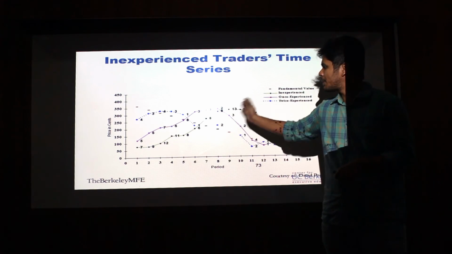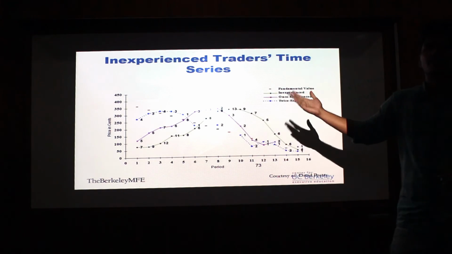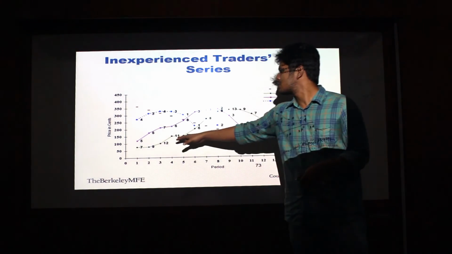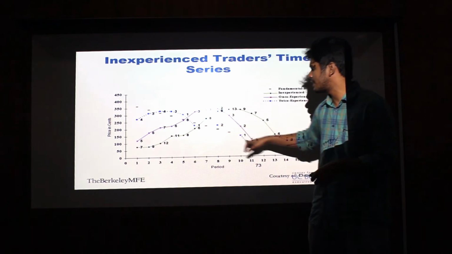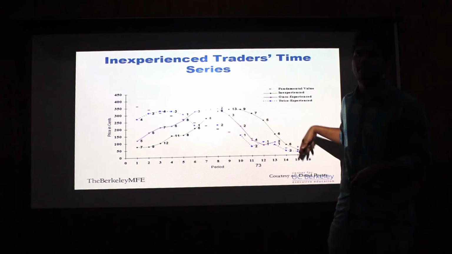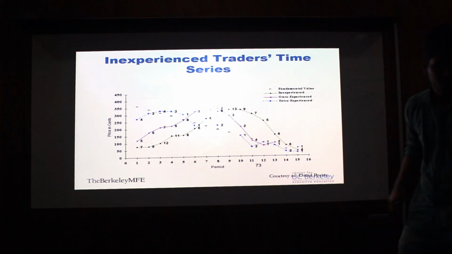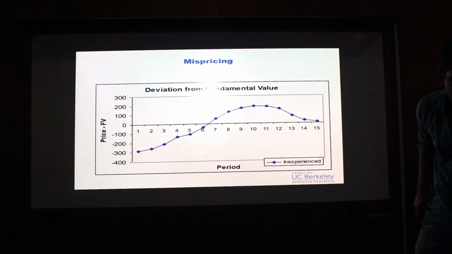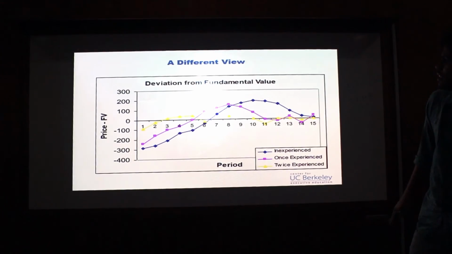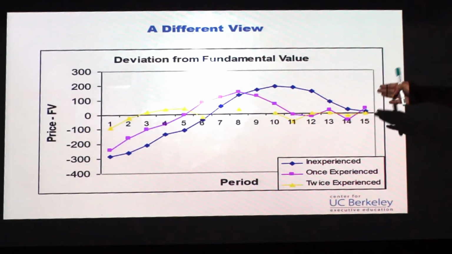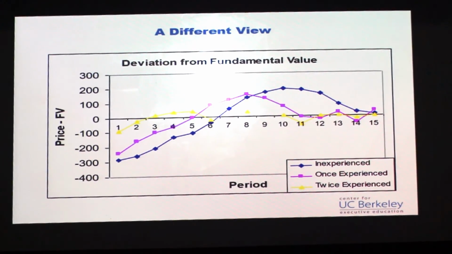We don't know, it all depends on perception. Like if I have acquired something here but I'm not able to sell it here, I can still hold it because it gives me better value through dividends. So for the first time, this is the deviation from fundamental value. If you are slightly experienced, this is it, and when you are twice experienced, the deviation is very small by comparison.